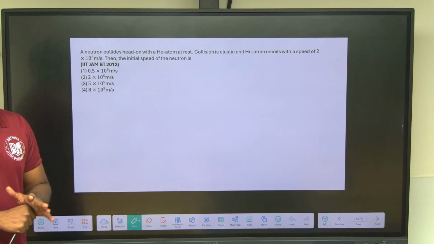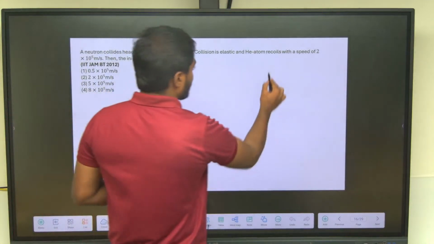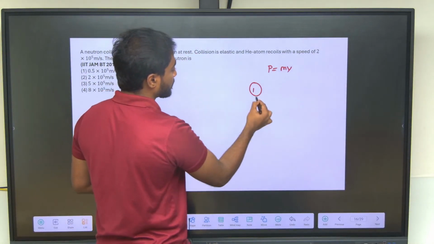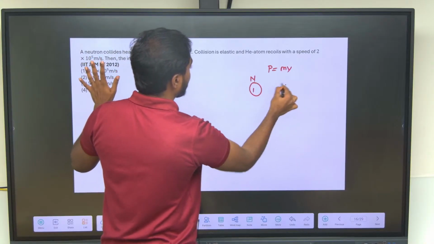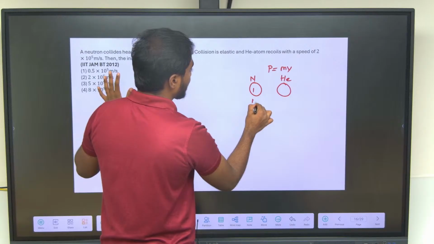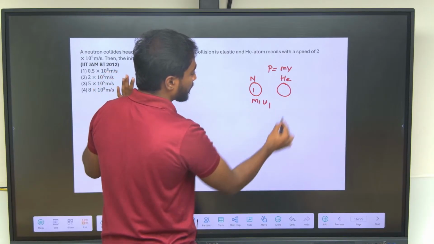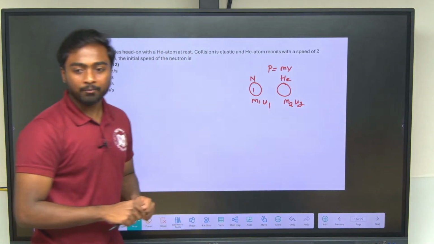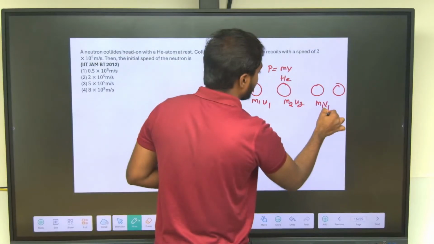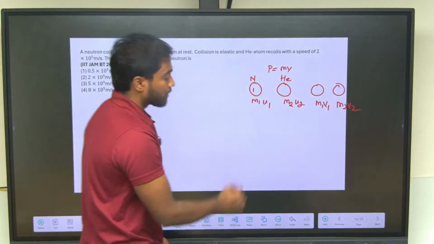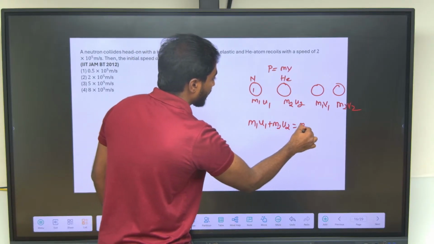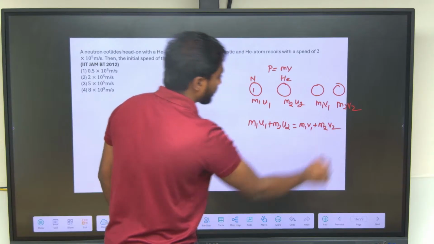So momentum will be mass into velocity. The first object is the neutron, and the second object is helium. So this has mass m1, initial velocity u1, and mass m2, initial velocity u2. After colliding, again the momentum will be conserved, which means m1 v1 and m2 v2 will be there. So can I say the equation m1 u1 plus m2 u2 equals m1 v1 plus m2 v2.